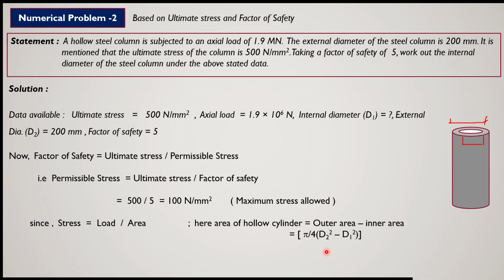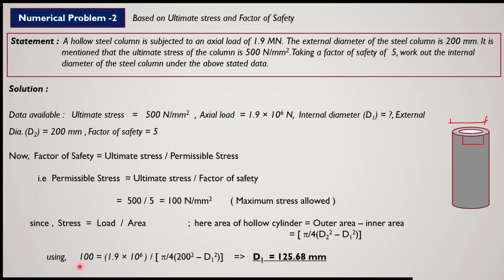So the formula will be again the same, pi by 4 into (d2 square minus d1 square). D is the diameter here, d2 is the outer diameter and d1 is the inner diameter. So using the formula, it's a very simple numerical type of problem. That means 100 will be the permissible stress.